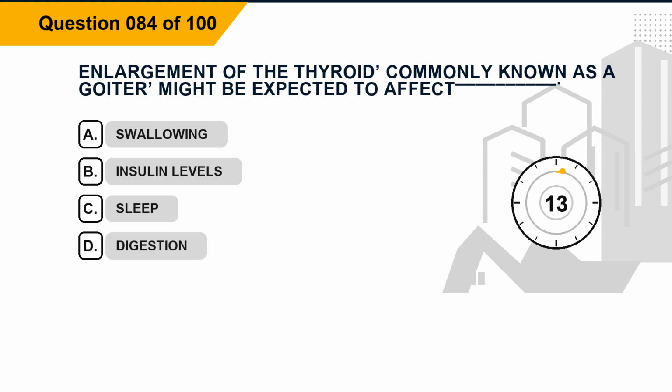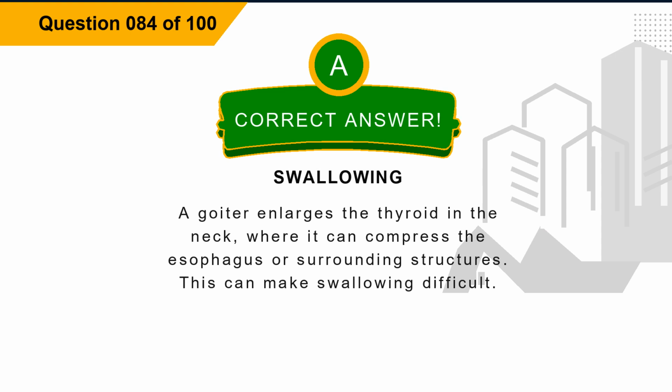Question 84. Enlargement of the thyroid, commonly known as a goiter, might be expected to affect blank. Option A, swallowing. Option B, insulin levels. Option C, sleep. Option D, digestion. The correct answer is option A, swallowing. Explanation. A goiter enlarges the thyroid in the neck, where it can compress the esophagus or surrounding structures. This can make swallowing difficult.